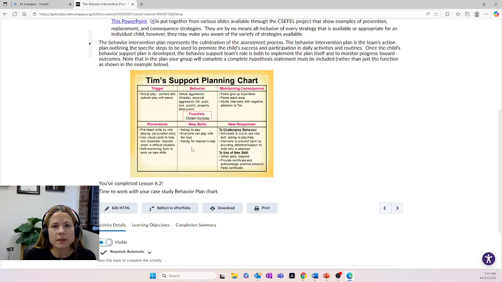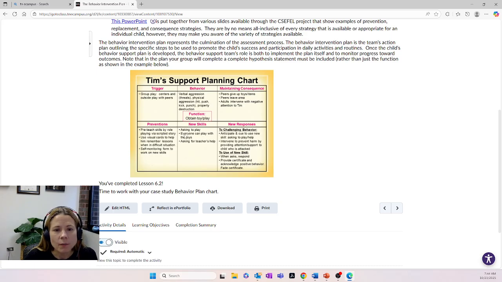So we have to come up with some new skills so we can prevent these triggers from happening. So new skills would be asking to play, teaching Tim to ask others to play with the toy instead of him just taking it or hitting them to get it. Also teaching him that everyone can play with toys. So you can do this in a whole group setting where you talk about and show them and model how we ask friends to play, how we join play. And then teaching Tim to ask the teacher for help so he can be involved with the play.